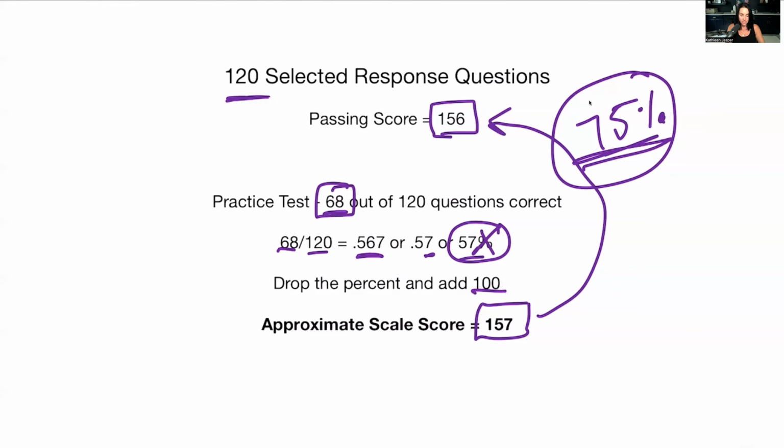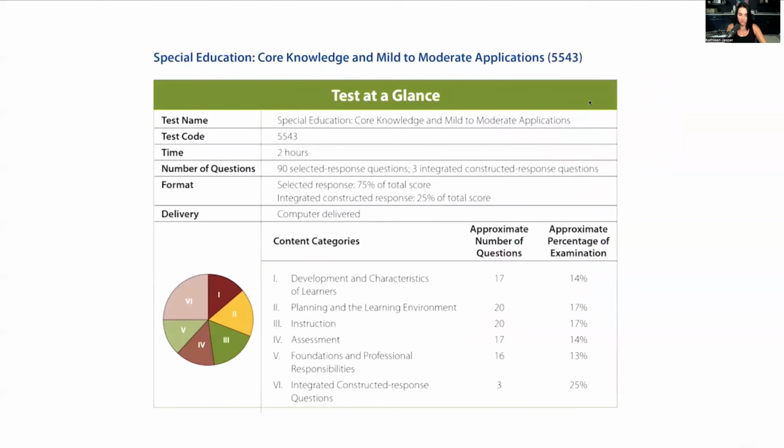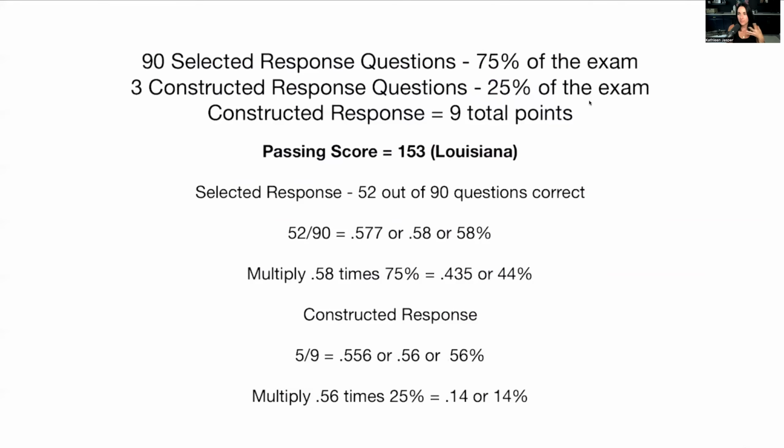All right, let's talk about those that have the constructed response. So let's have a look at this, the special education 5543, and this particular special education test has a constructed response portion. You can see that there are 90 selected response questions and 3 constructed response questions. Okay. So let me break this down with it a little bit bigger so you can understand.